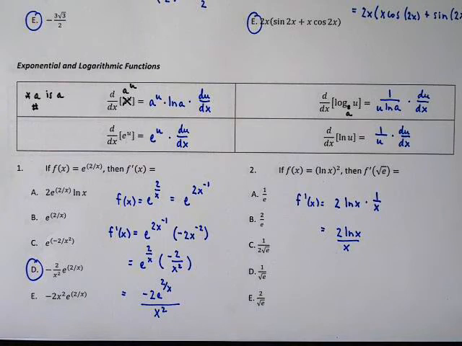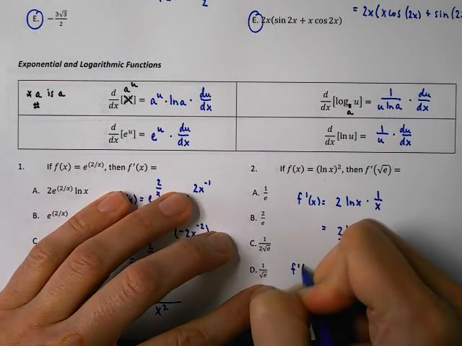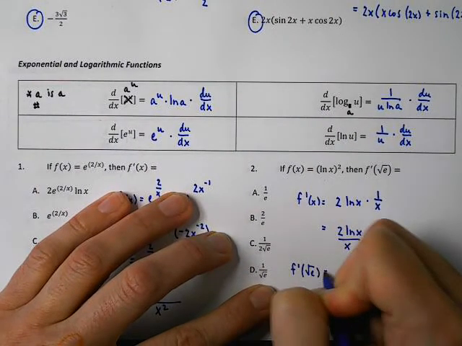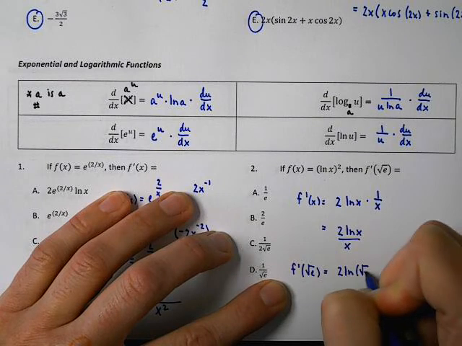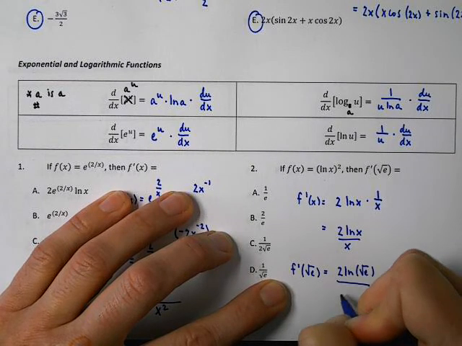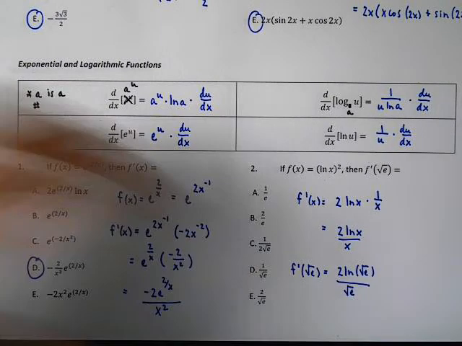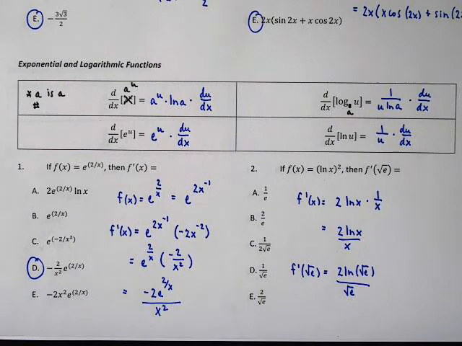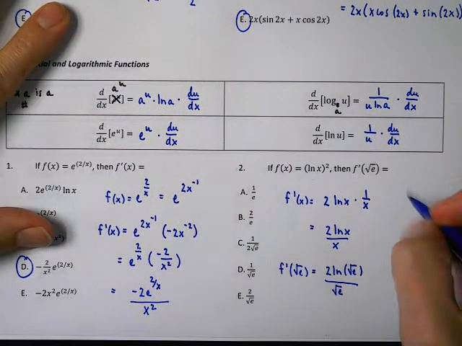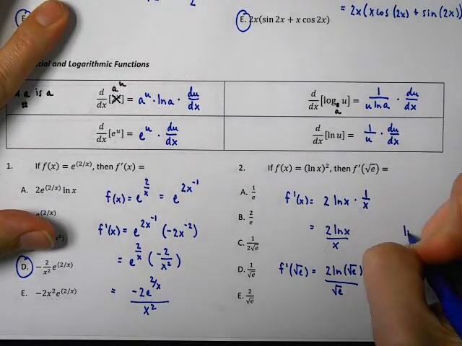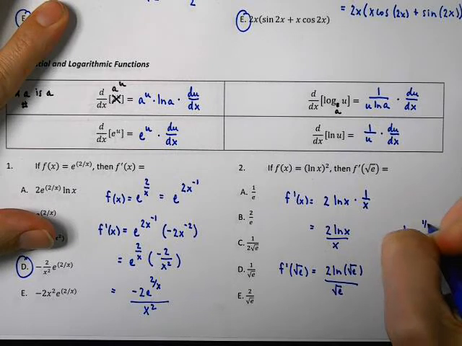So now if I'm going to find f prime of the square root of e, I have 2 times the natural log of the square root of e all over the square root of e. So let's think about this. We know that the square root of e is the same as e to the 1/2. So I have natural log of e to the 1/2.